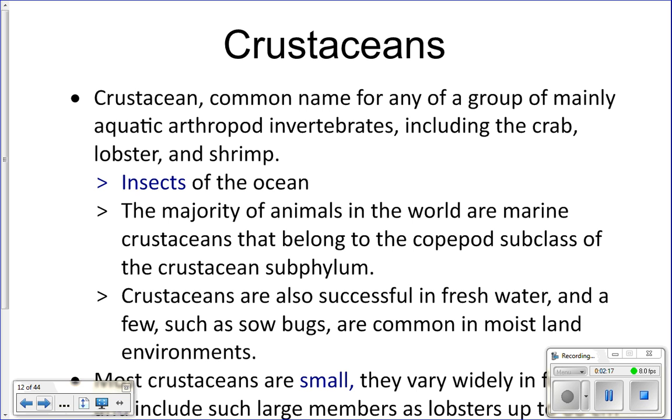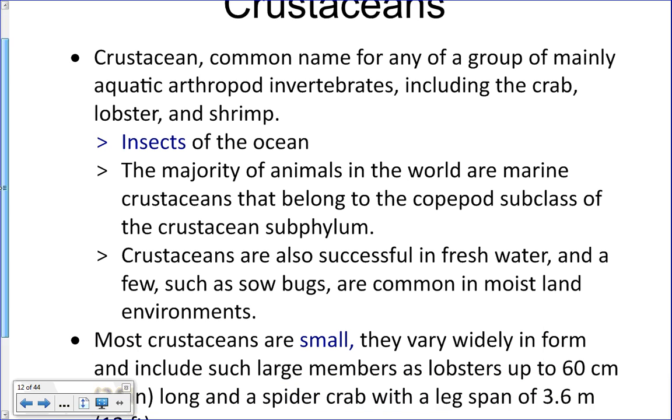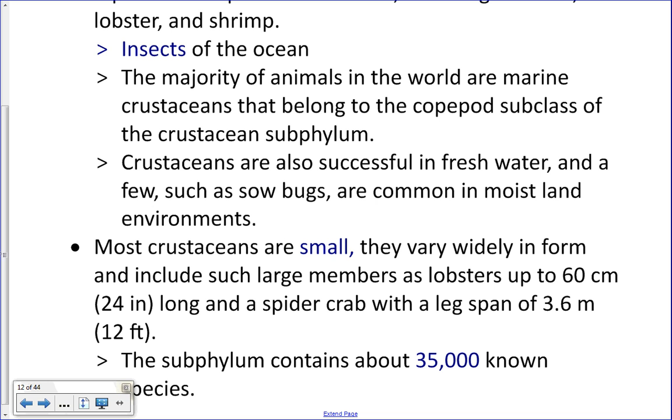You do have some types of crustaceans that will be found on land, things like sow-bugs, like roly-polies, and you also find a few types of crustaceans in freshwater, but for the most part they are marine, so found in the ocean. Most crustaceans are pretty small. They're like the copepods, which are microscopic, but you can have some types of crustaceans that will get larger. So lobsters, which can be up to 2 feet long, and then the largest of the arthropods, the spider crab, which can have a leg span of 12 feet. So pretty crazy how large that spider crab can get. This subphylum contains about 35,000 known species.